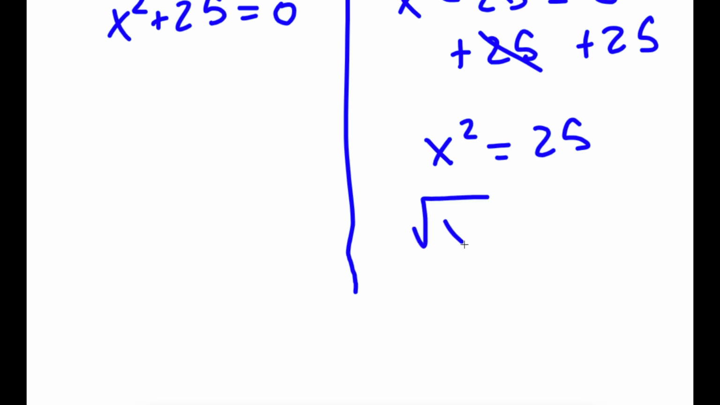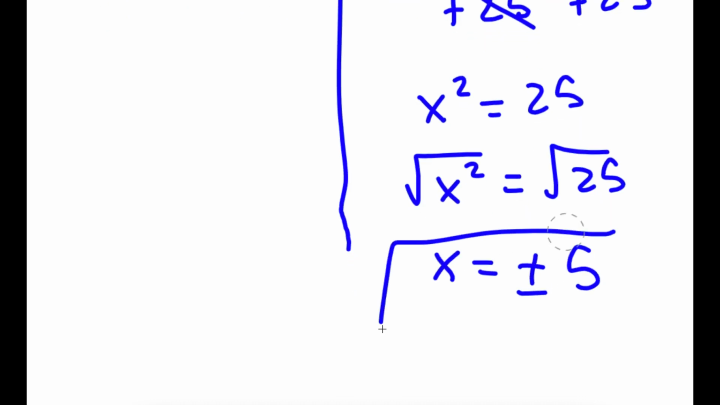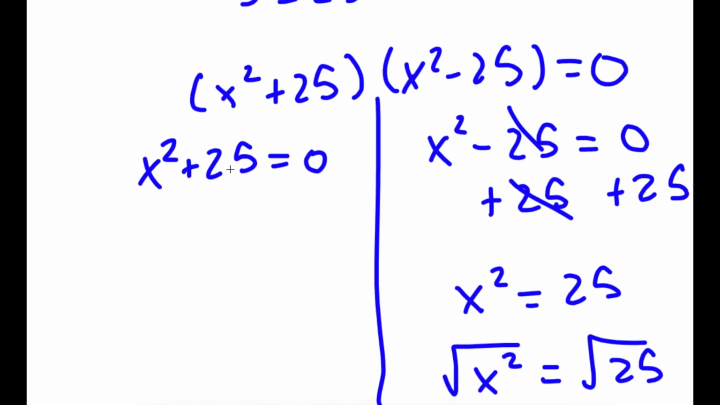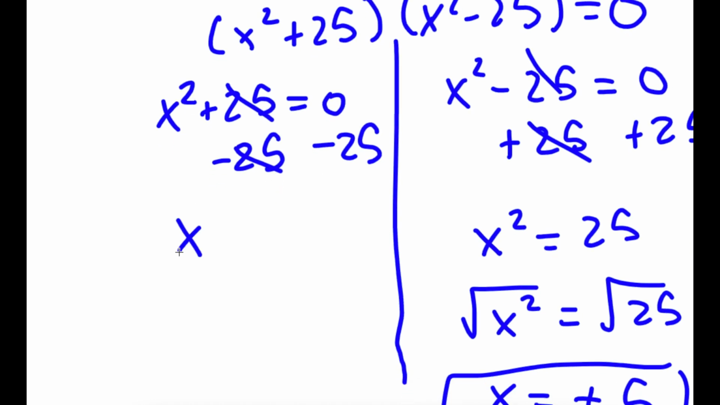Now I'm going to take the square root on both sides. Square root of x squared is simply equal to x. So I have x is equal to positive or negative 5. So these are two solutions of x. And now for x squared plus 25 equals 0, I'm going to subtract 25 on both sides. So now I have x squared is equal to negative 25.